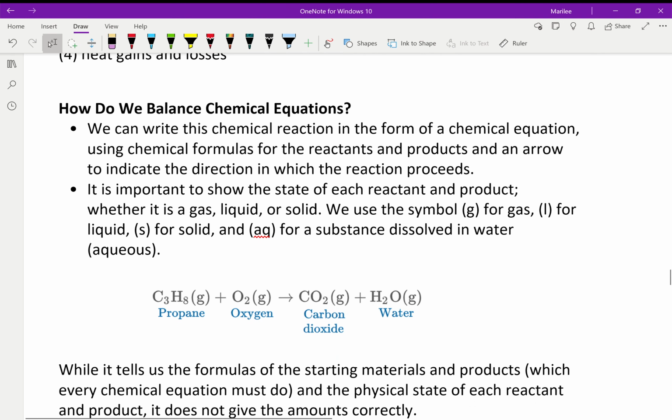So how do we balance chemical equations? We can write this chemical reaction in the form of a chemical equation using chemical formulas for the reactants and products, and then we have an arrow indicating the direction this will go. We also have to show the state of each reactant. Either it's going to be gas, liquid, or solid. We'll indicate that by the symbol G, L, or S. And AQ for aqueous, which means a substance is dissolved in water.